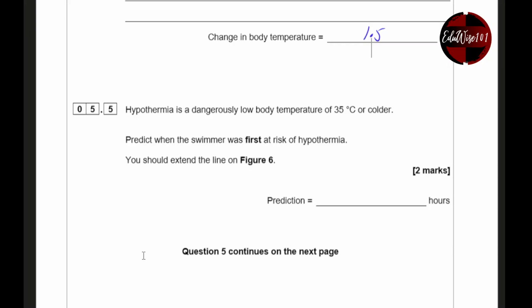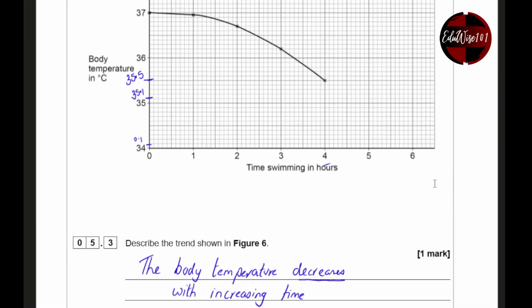Hypothermia is a dangerously low body temperature of 35 degrees or colder. So our normal body temperature is around 37. If your body temperature goes below 35, we call it hypothermia. Predict when the swimmer was first at risk of hypothermia. You should extend the line on figure 6. So they're asking us to extend the line. That's why it's 2 marks.